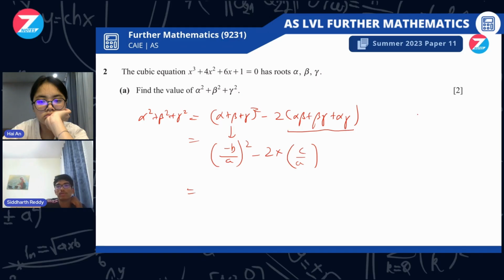So minus b over a is equal to minus 4, and c over a is equal to 6. So this is going to be equal to minus 4 square minus 2 times 6. So 16 minus 12, which is equal to 4.